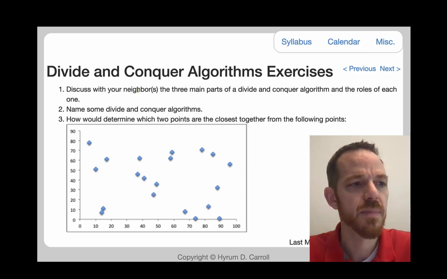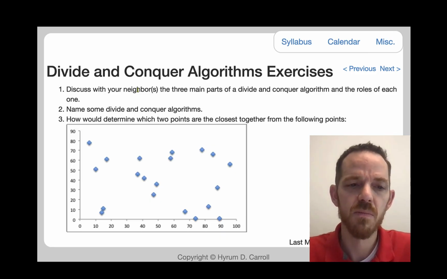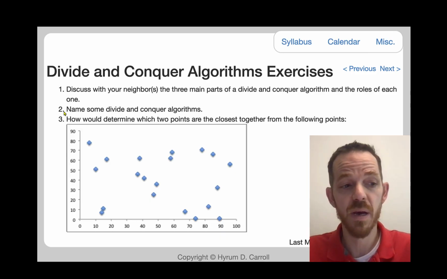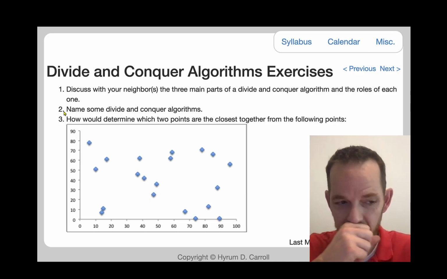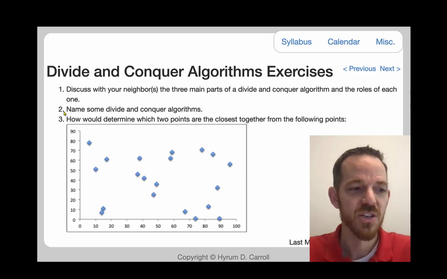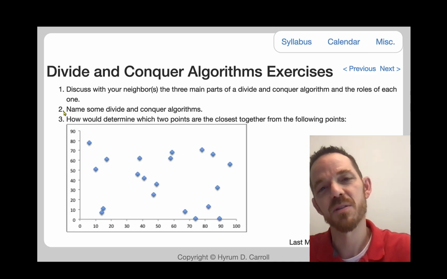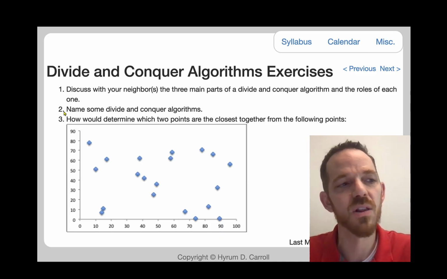For some of the algorithms, for number 2 here, some that come to my mind are binary search, that's a classic one, quick sort, merge sort, closest pair of points, number 3, Strassen's algorithm for matrix multiplication, and there's a lot more.